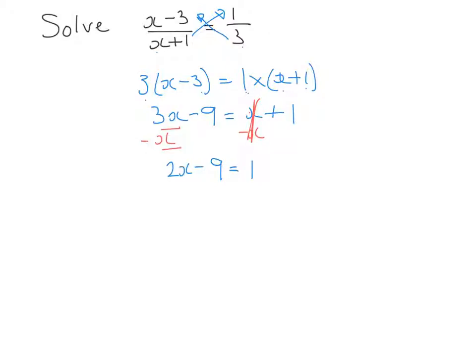What I'll do is I'll plus 9 to both sides. So minus 9 and plus 9 cancel each other out and just leave the 2x, and 1 plus 9 is 10. So if we divide it by 2, x is equal to 5. Alrighty, let's try one more.